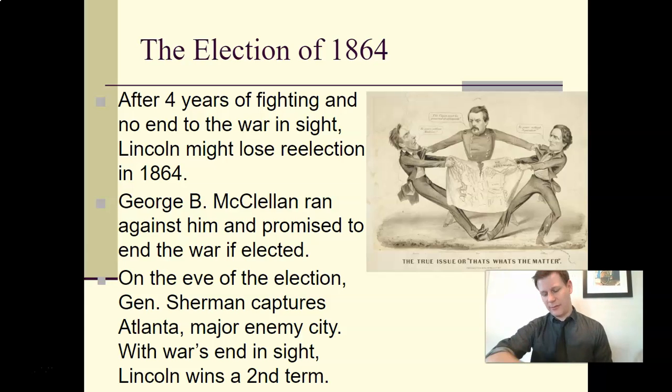1864. It's funny how this happens. Presidential elections usually pop up at the most inopportune times, and it had been 4 years since Lincoln's election, and we're due for another one. And we have what's called the election of 1864, just as important as the election of 1860. 4 years of fighting, huge numbers of casualties. The war isn't any closer to being done today than it was before.